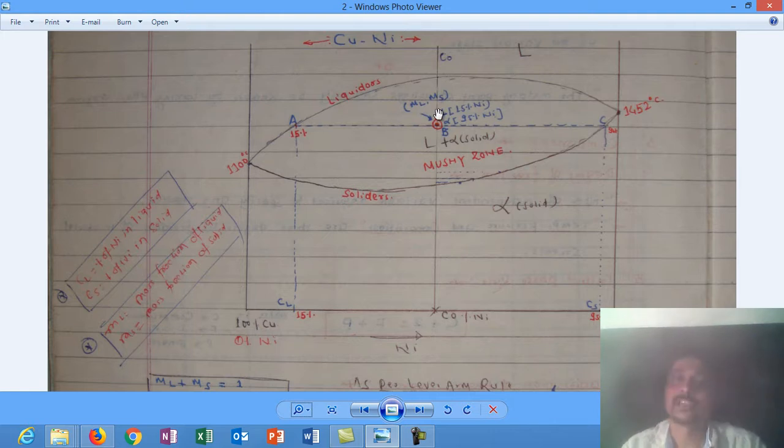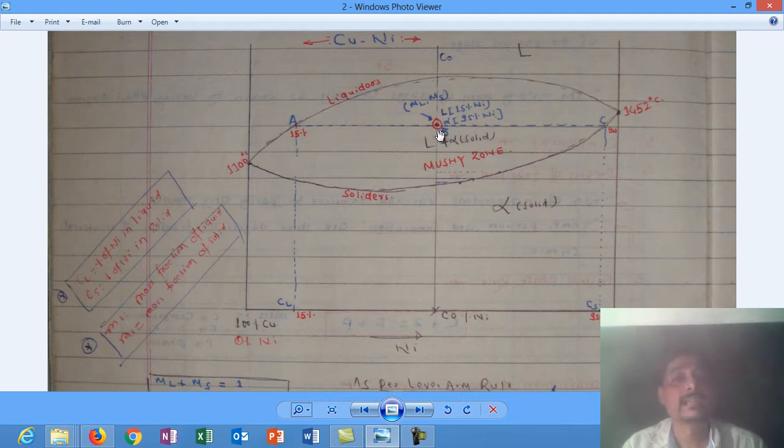So in this case, for any composition, I will discuss later on for different compositions. For any composition, let us suppose this is at point B. At point B, we have to find the mass fraction of liquid and mass fraction of solid. So simply we have to draw a horizontal line. We have to see where this line cuts the liquidus and solidus. This line cuts the liquidus at point A and the solidus at point C. So the total length of the line is AC.